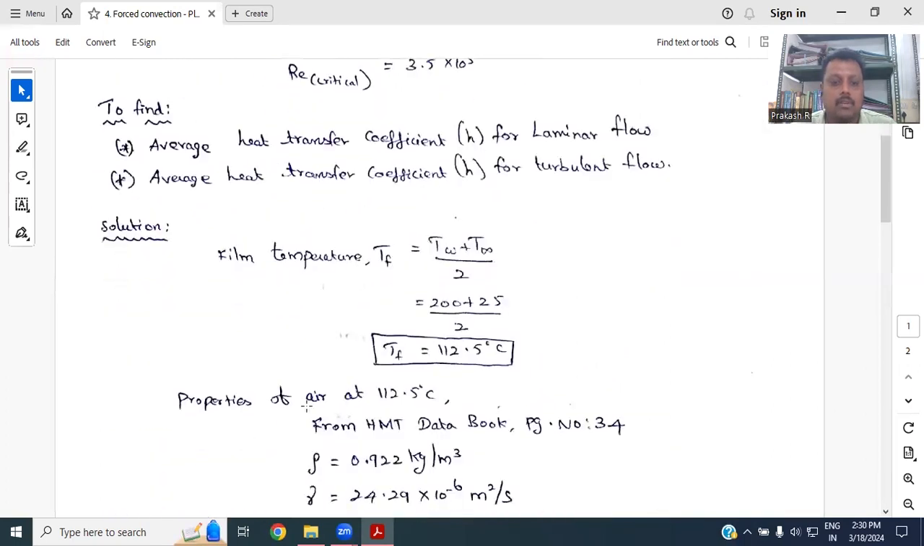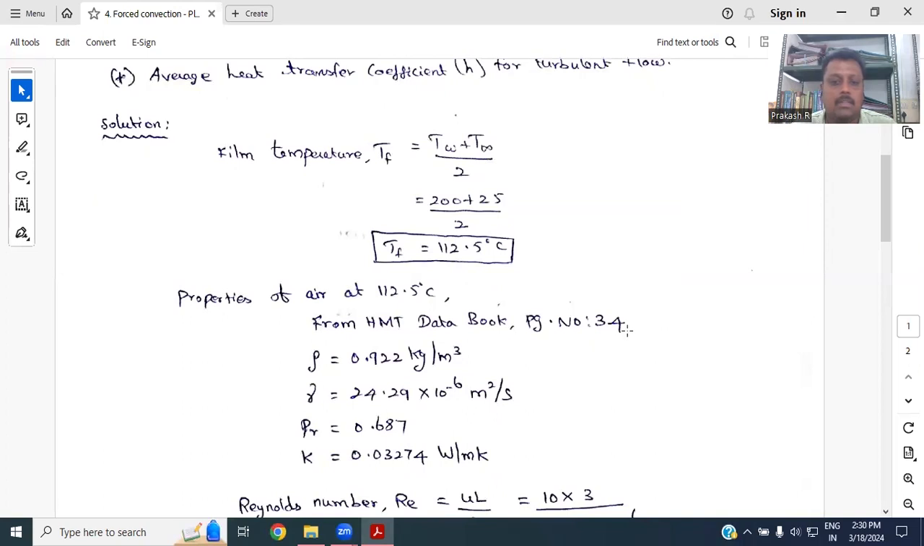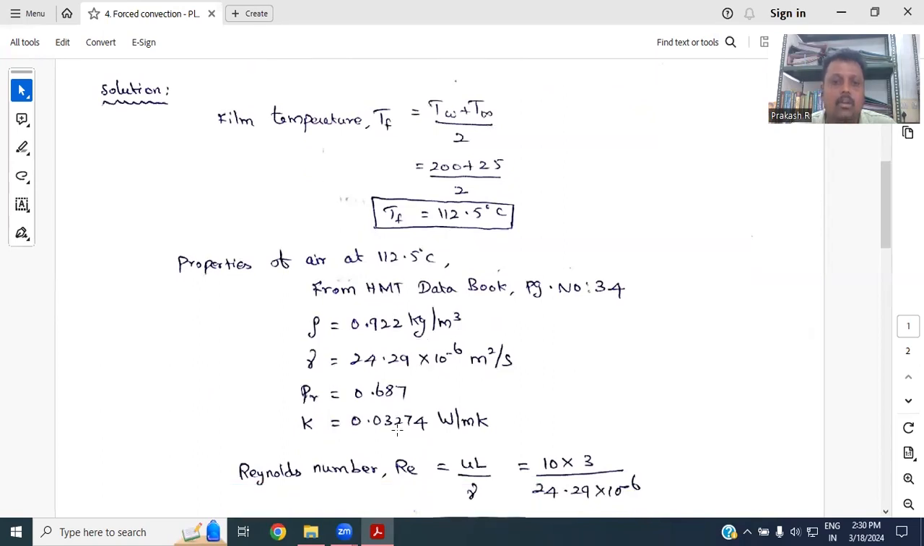By this temperature, we need to take the properties of air, because here air is the medium. Therefore, from the HMT data book at page number 34, looking at 112.5 degrees Celsius, we need to write all the parameters: the density, kinematic viscosity, Prandtl number, and thermal conductivity values. By this, we need to identify whether it is laminar flow or turbulent flow. For that, we need to find the Reynolds number value.